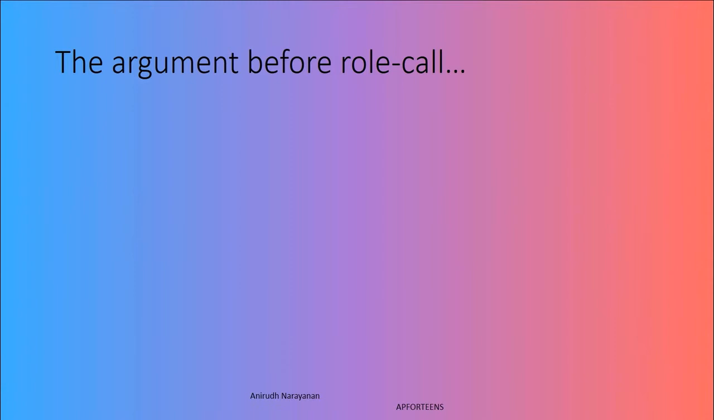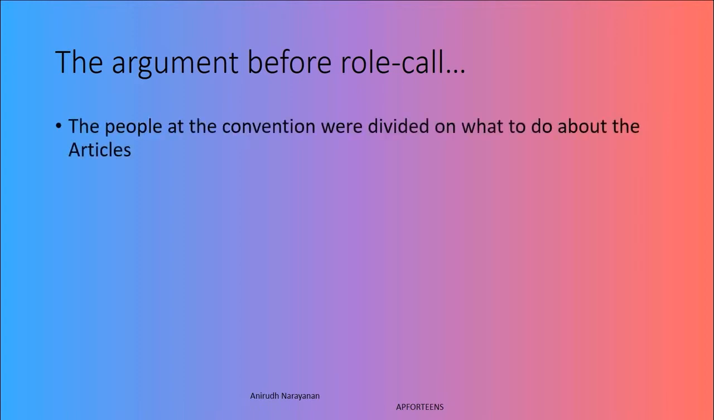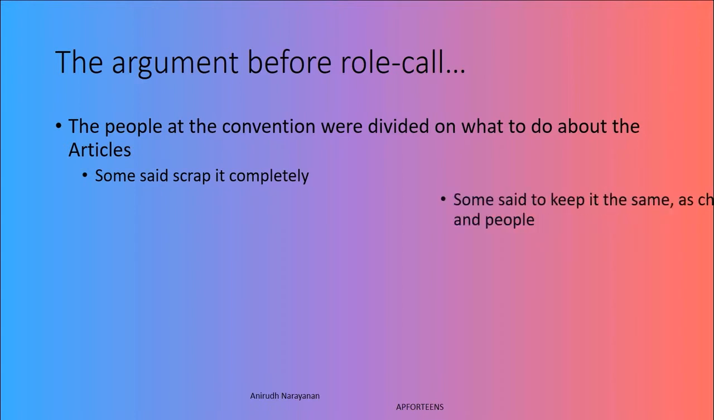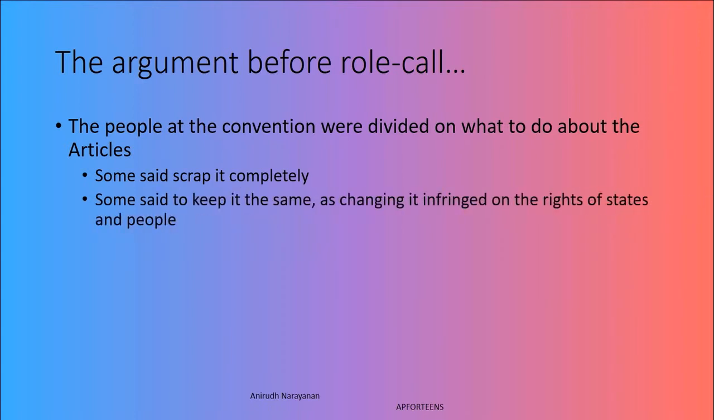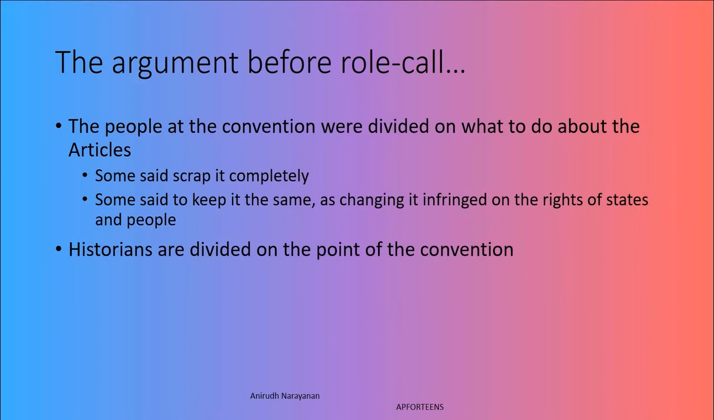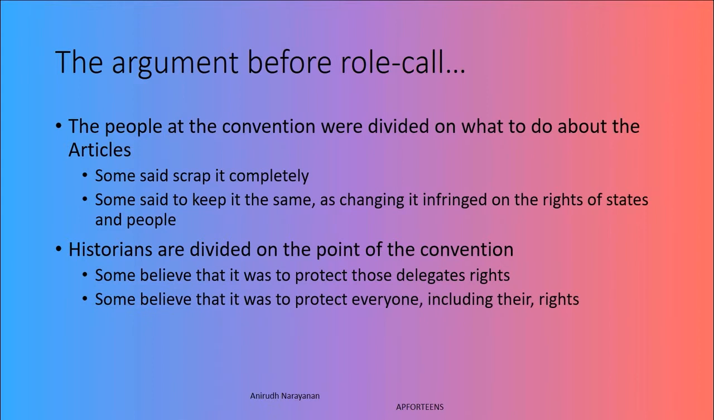Now, immediately before roll call, there was already an argument between the different groups in the Constitutional Convention. The people of the convention were divided on what to do about the Articles. Some people decided to scrap it completely. They said that it was completely pointless to keep it and we had to erase it and restart. Other people said keep it the same, and changing it infringed on the rights of states and people, according to them. Now, historians are divided on the point of the convention in the first place. Some historians believe that it was to protect these delegates' rights, and some believe that it was to protect everyone, including the delegates' rights. Today, people are still kind of divided on what the point of the convention was, but nevertheless it happened and it resulted in a lot of different changes in US government.